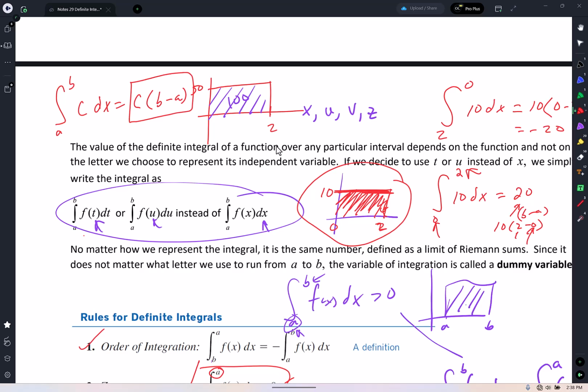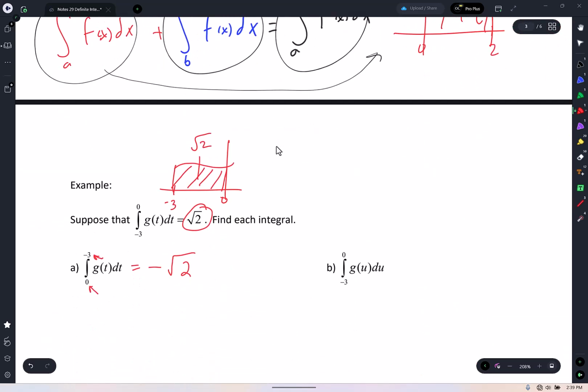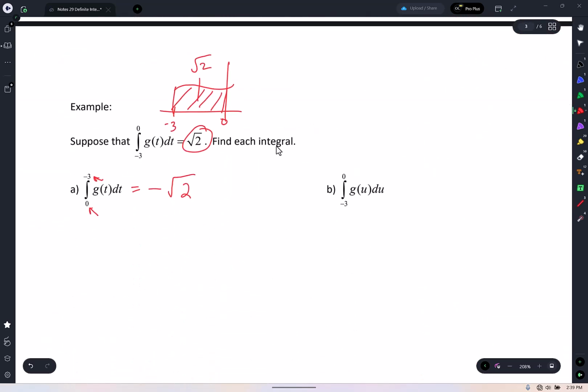So, going back to our problem. Now look, check it out. Look at this. This was from negative 3 to 0, and it was square root of 2. Now look what they did with the limits. 0, negative 3. So it's just going to be negative square root of 2. Does that make sense? Yeah. Okay, we're good. All right. See, so you did know.